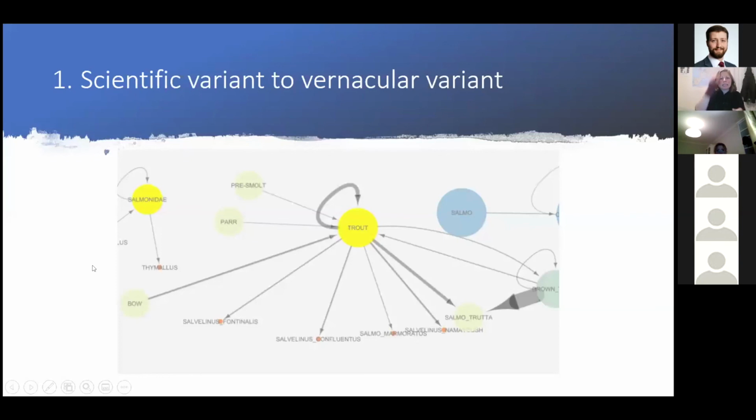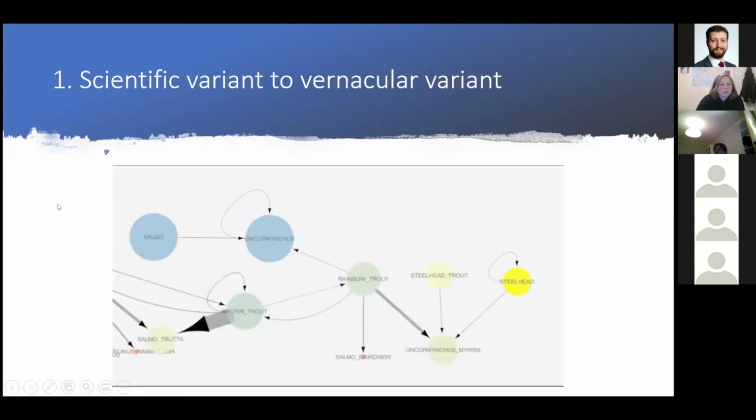So in relation to scientific variant to vernacular variant, here you can see in the yellow, you've got trout as a blob, and there are many different arrows coming out to lots of different species names. And so this is one of the ways that the hierarchy can be shown with the relation network graphs. Trout was included in the Catalogue of Life as a common name synonym for Oncorhynchus mykiss. Here, what you can see is that it's a much broader term, because it covers many different species within the salmon, within the trout families.